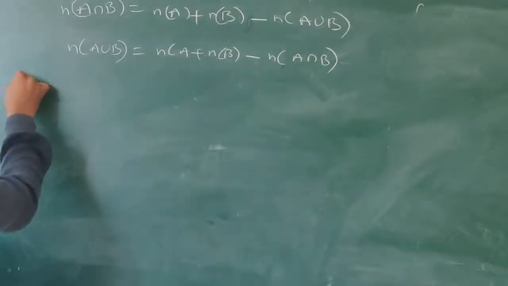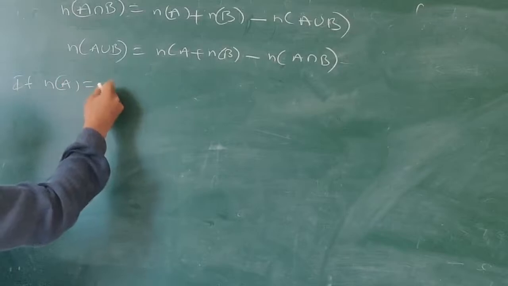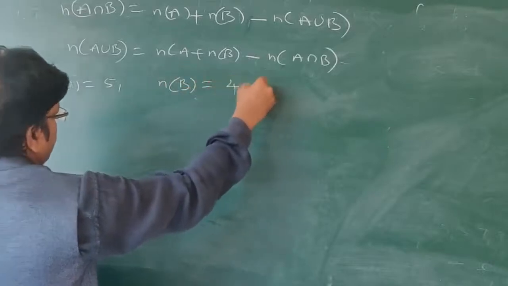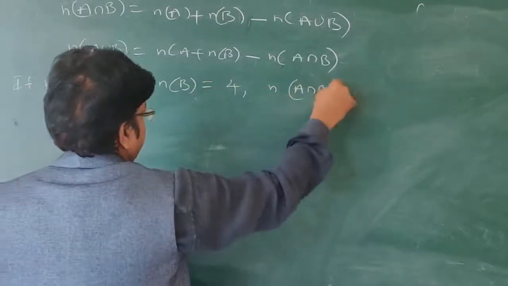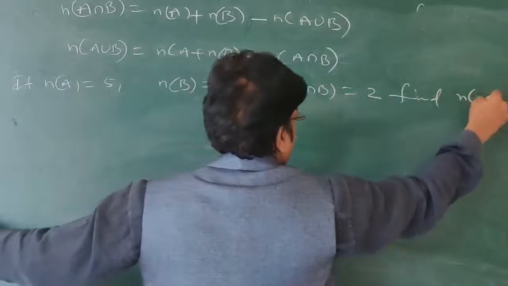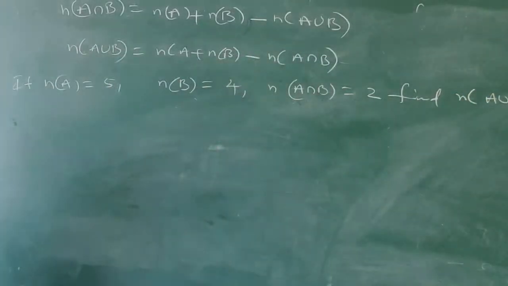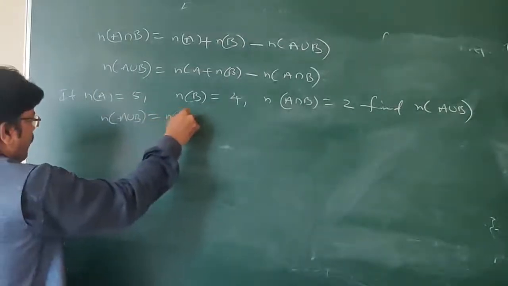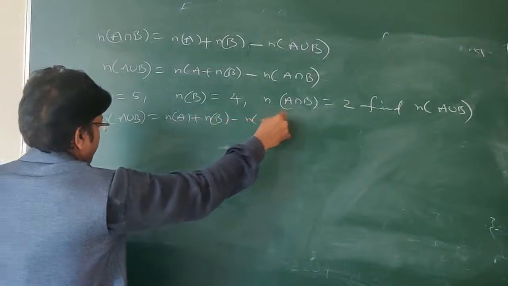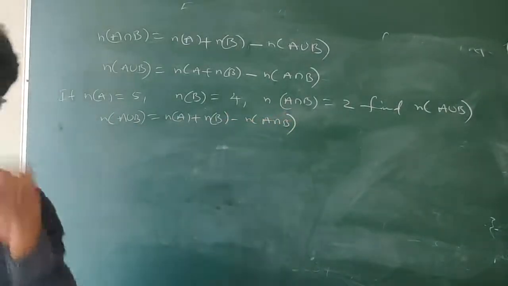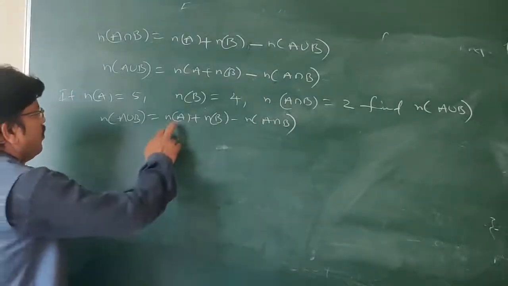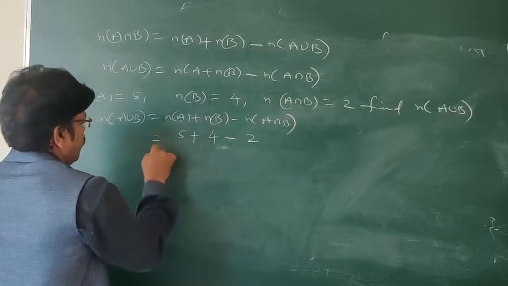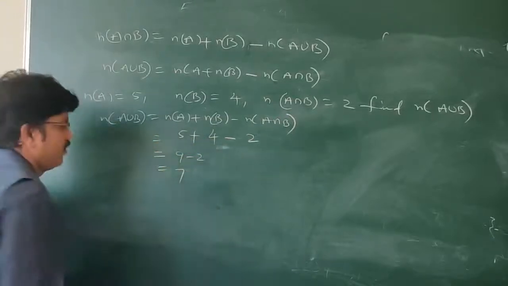For example, if n of A, the number of elements, is 5, n of B is 4, and n of A intersection B equals 2, find n of A union B. Take the formula: n of A union B equals n of A plus n of B minus n of A intersection B. Substitute. n of A is 5, plus n of B is 4, minus n of A intersection B is 2. 5 plus 4 is 9, minus 2. This is 7. n of A union B is 7.